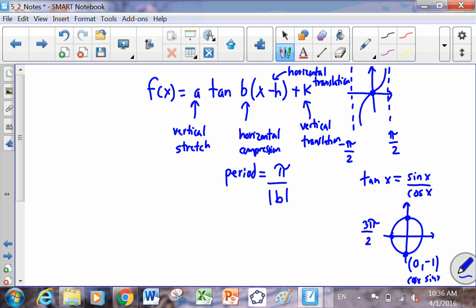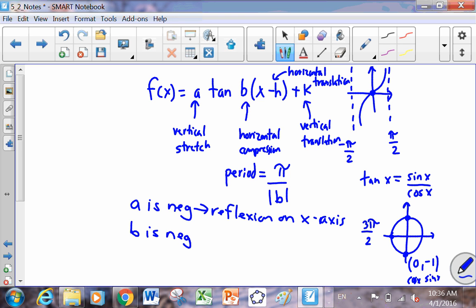If your A is negative, what's going to happen? It's a reflection on the X axis. Yeah, because A usually goes like this, so it's a reflection up and down. And if your B is negative, it's a reflection on the Y axis.